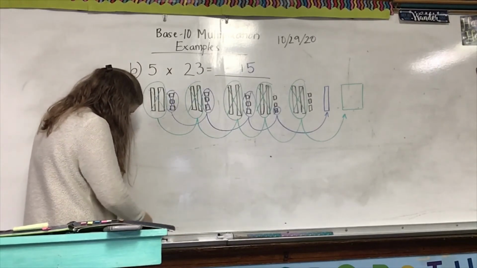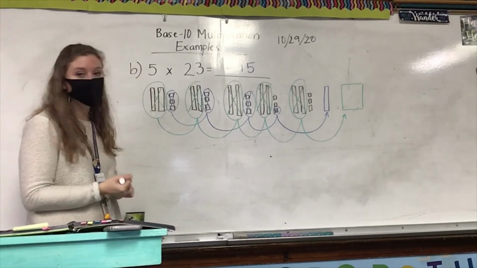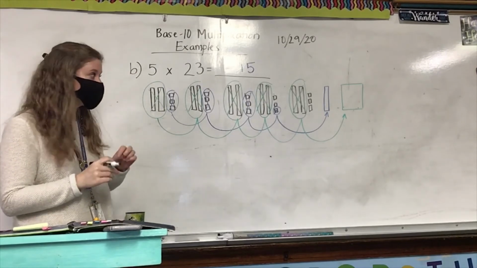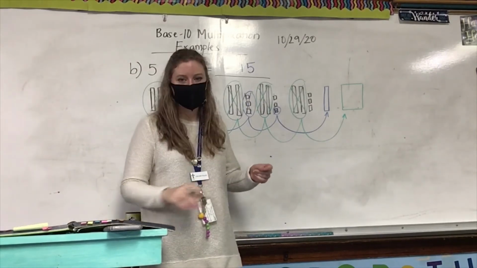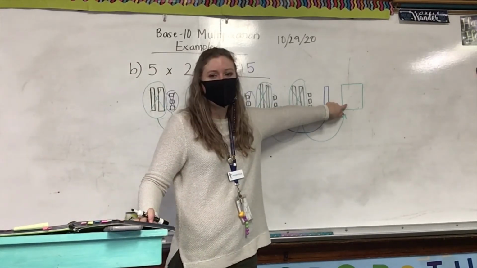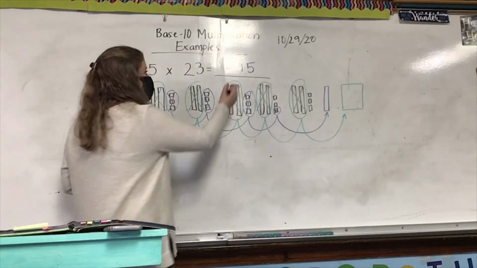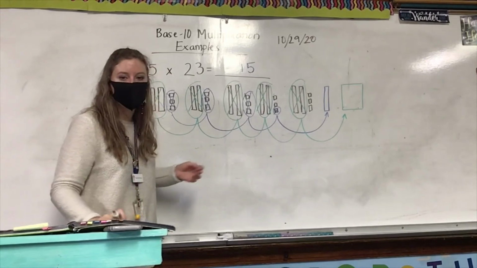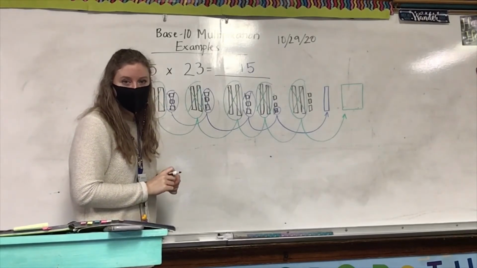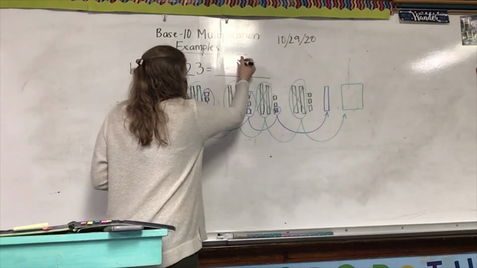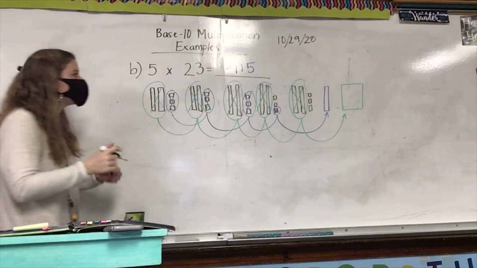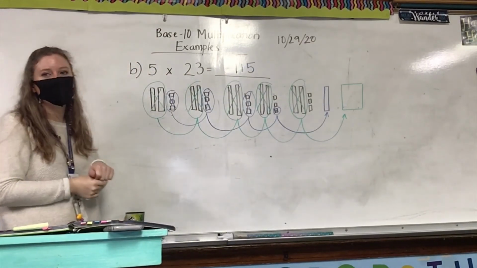Carla. The next step is to find the hundreds. We have to find and count the hundreds. Carla, how many hundreds do we have? We only have 100. Can we put 1 in the hundreds place? We can. So class, 5 times 23 is what?